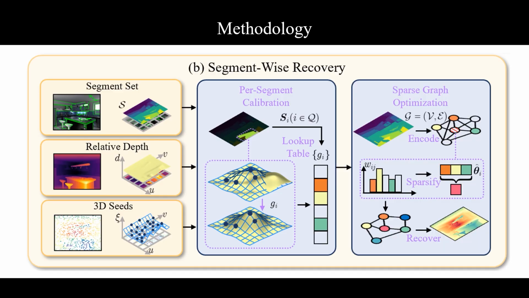Due to the sparsity of 3D seeds, some segments receive no seed projections and lack a reliable scale. To address this, we construct a segment graph and propagate recovered scales from seeded to unseeded segments.